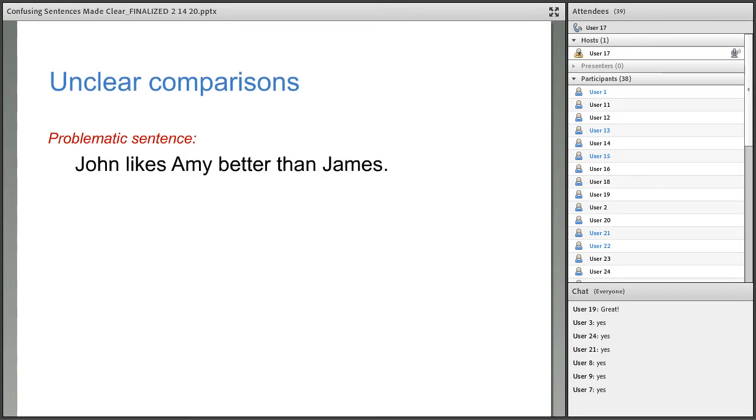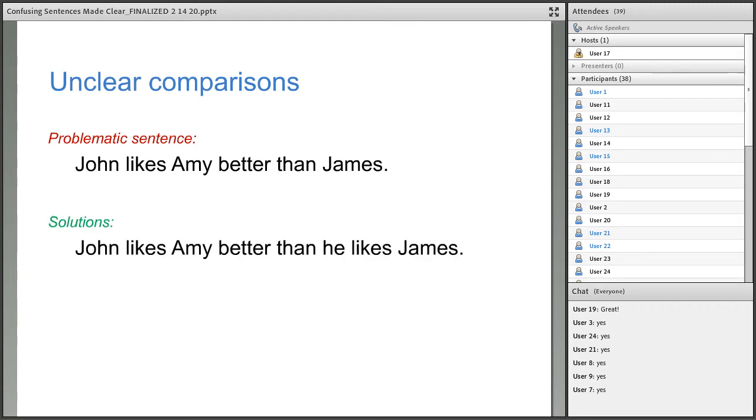Sometimes comparisons in sentences don't make sense or are ambiguous. For example, in the sentence, "John likes Amy better than James," we can't tell what's being compared because information has been left out. Is the sentence comparing how much John likes Amy to how much John likes James? If so, the sentence should read, "John likes Amy better than he likes James." In this new version of the sentence, the objects of the sentence, Amy and James, are being compared.